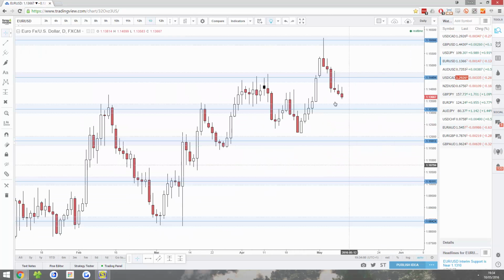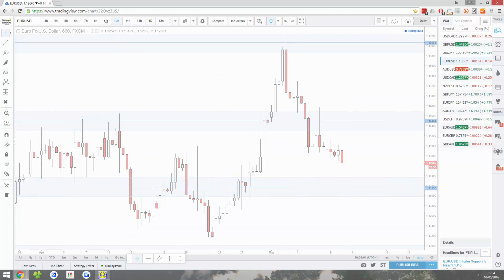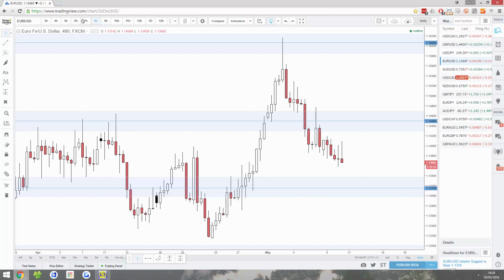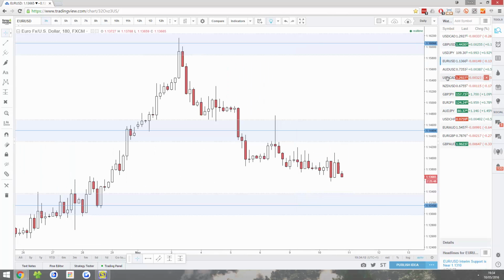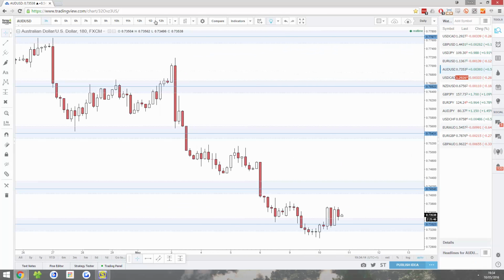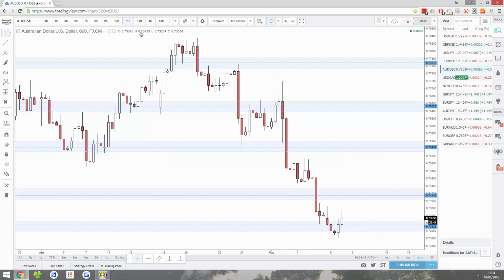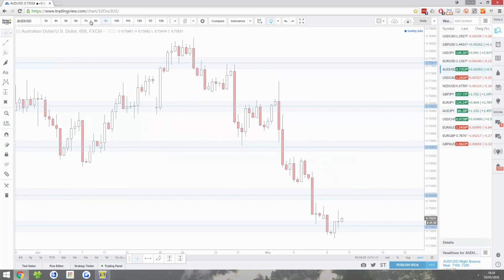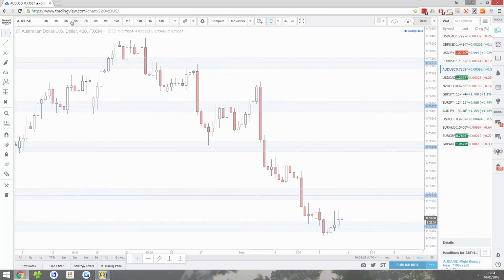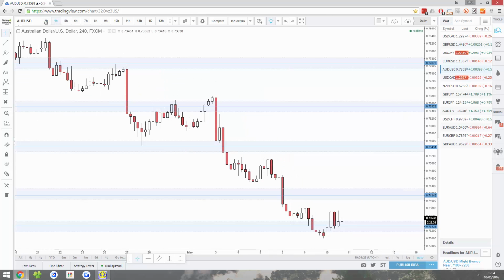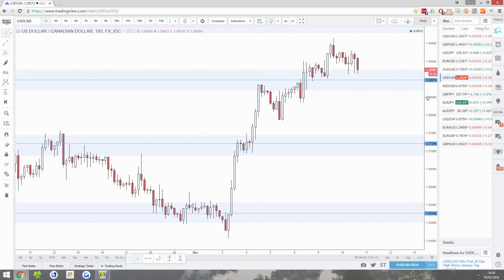Let's check out Euro USD, but it's in between two support resistance areas, so there's no potential to take a trade here. AUD USD, let's do some quick analysis here. Looks like price is stuck on support. But nothing really worth trading, nothing tradable there at all.